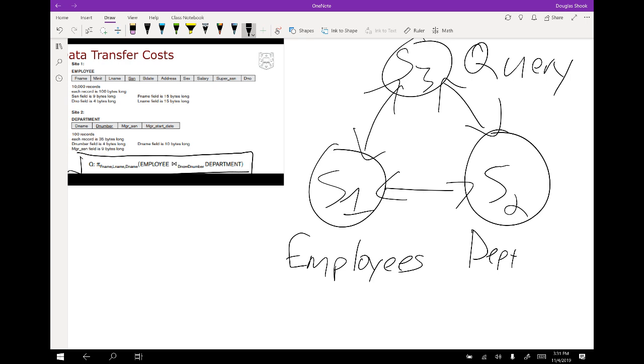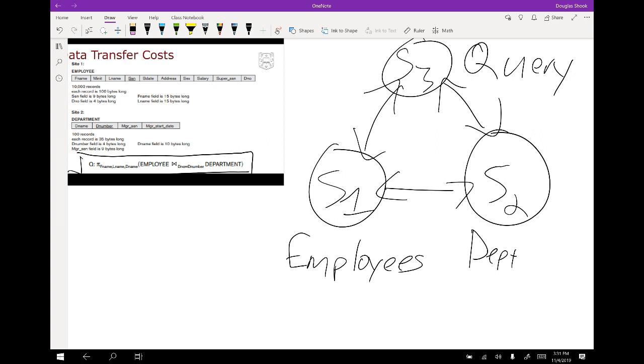It comes in at site 3, and now I have to decide, oh man, that's way too small for you guys to see. Sorry, I'll fix that. Now I have to decide how to execute this query by sending as little amount of data over the network as possible. So am I going to do the join at site 1? Am I going to do this join at site 2? Or am I going to do this join at site 3? That's the question that we have to ask ourselves.